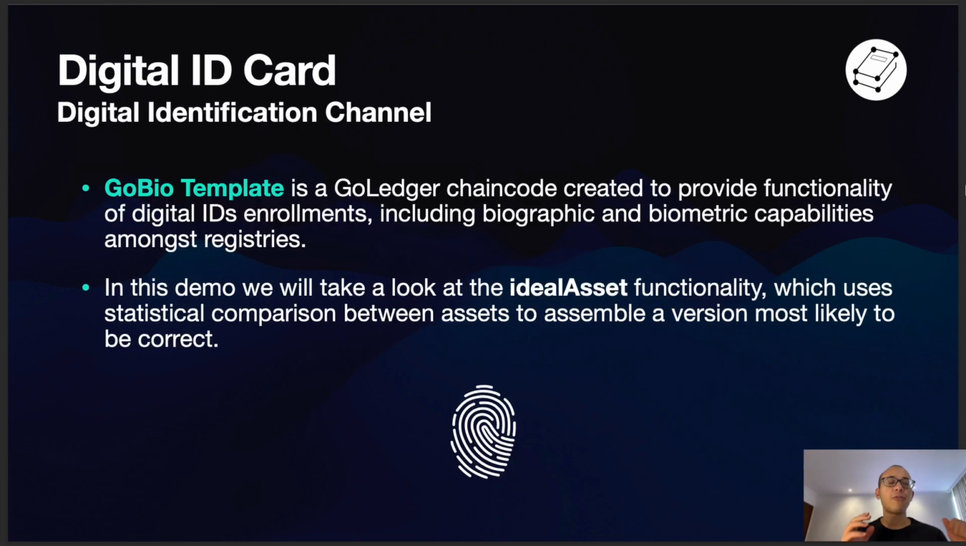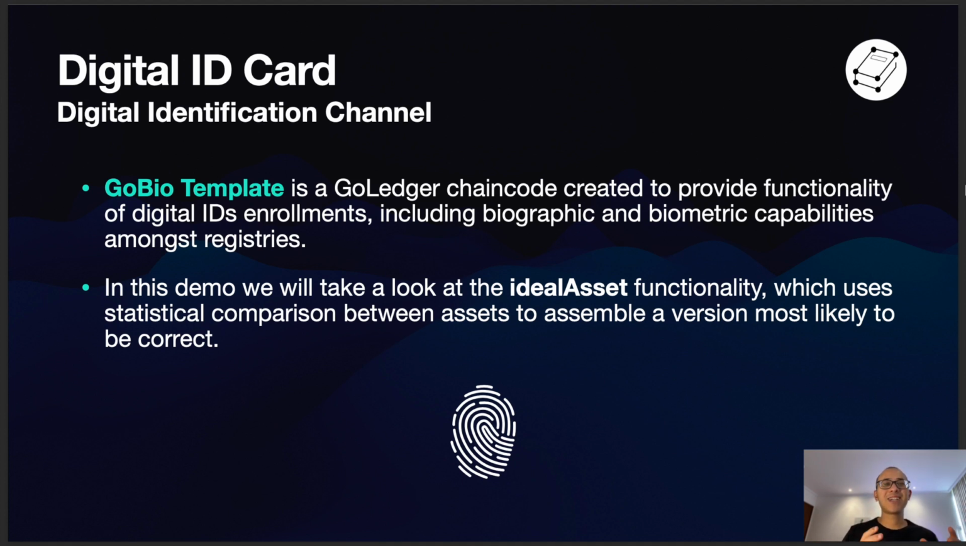Okay, great. Enough about architecture. How do we make all this functionality work in the end? We use chaincodes for that, so smart contracts. For the identification channel, we use the GoLedger solution called GoBio. And GoBio is a chaincode that provides capabilities for the enrollment of digital IDs and biographic and biometric comparisons to achieve what we call the ideal asset.